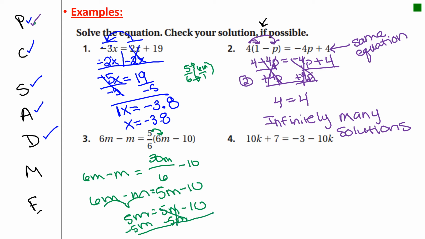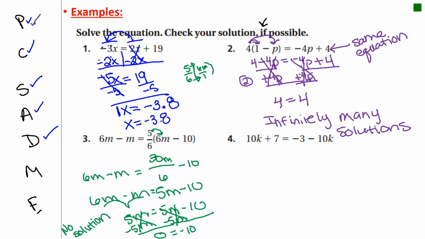Oh goodness, what happened here? 5m minus 5m also cancels out. We have to put a 0 there. 0 equals negative 10. Does 0 equal negative 10? The answer is no. So this is no solutions. These lines are parallel lines and they will never cross. No solution.